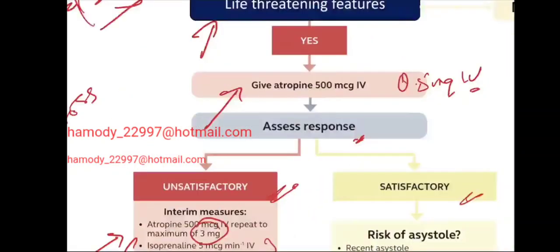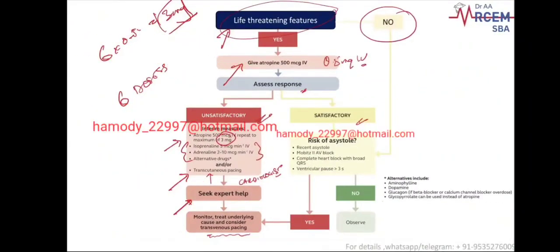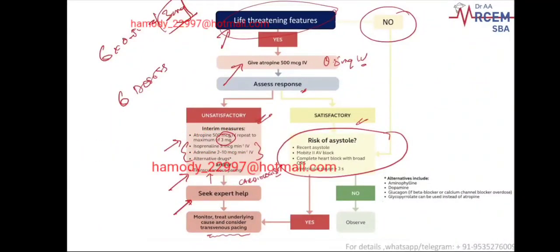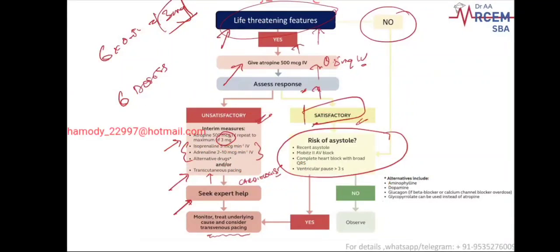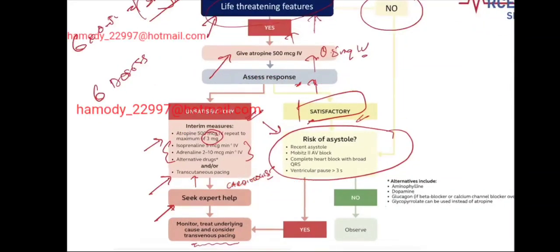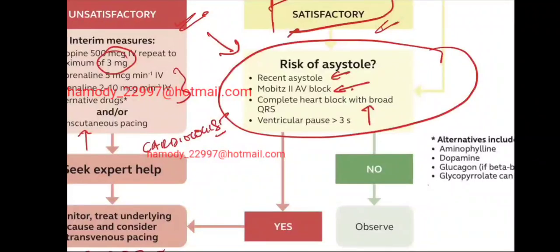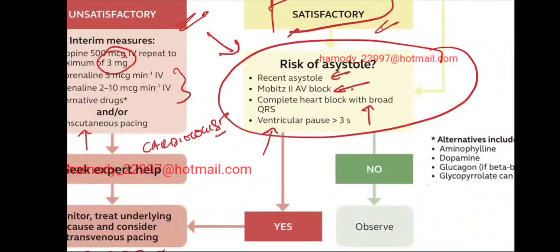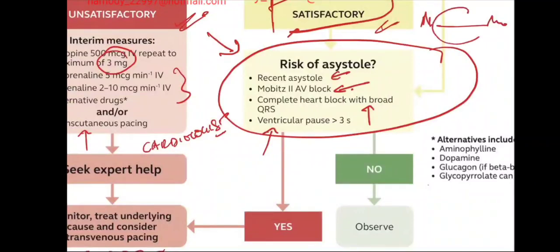Now we'll go all the way back up here in the algorithm where life-threatening features are not present. What you will do, you will directly go ahead to this box and look out for whether there are any risk factors for asystole. If life-threatening features are present and atropine is given and you assess the response and the response is satisfactory, then again you come back to this box itself, that is, risk for asystole present or not. What are the risks for asystole? Recent asystole, Mobitz type 2 AV block, or complete heart block with broad QRS complex, or ventricular pause for more than 3 seconds. Ventricular pause for more than 3 seconds means a QRS complex appears after 3 seconds itself. In between, there are no QRS complexes.